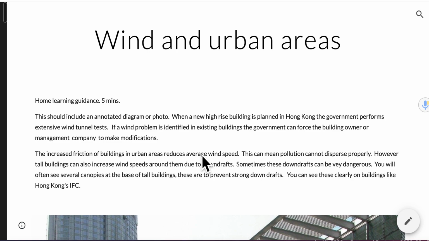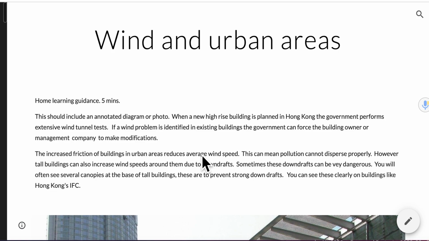So hopefully you have paused the video and you've made a list of things. It can be a little bit complicated to understand, and it is related to the urban heat island. So we already know that urban areas actually have a lot of friction. So we do get wind being slowed down when it hits a city.